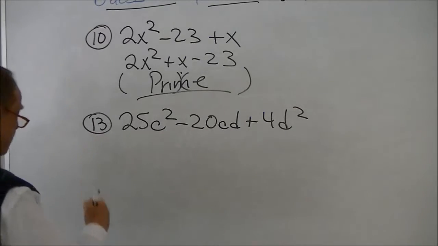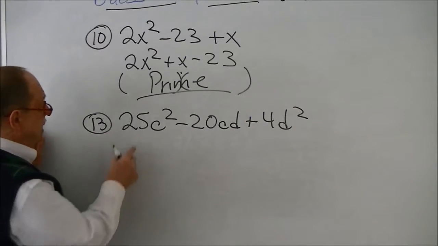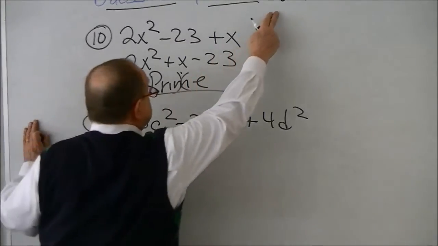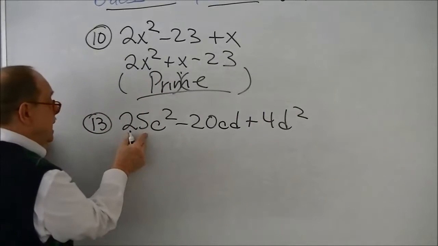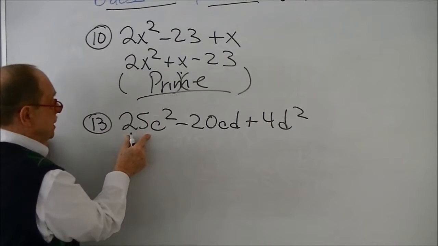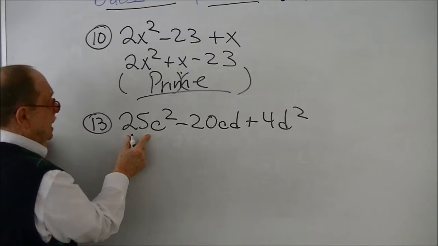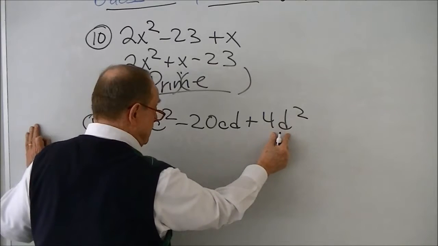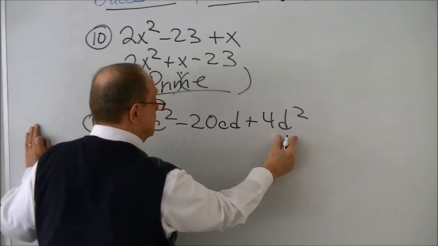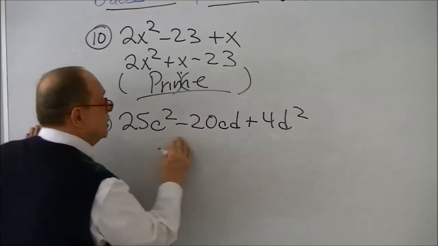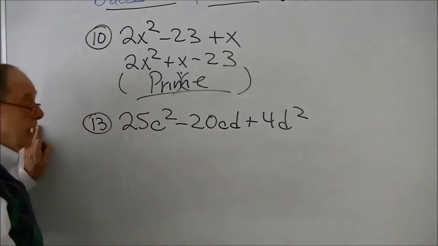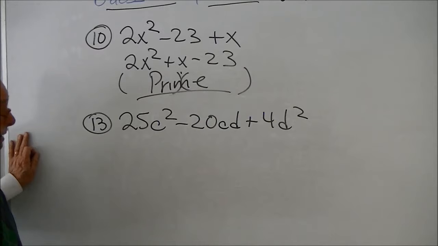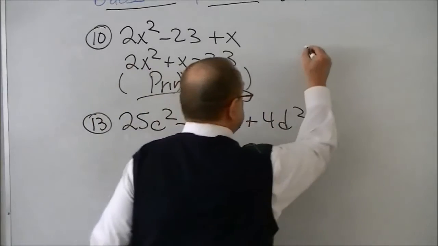So as we look at example 13, here we see that A is not 1, but A happens to be a perfect square. And the last term is a perfect square. Could this possibly be a perfect square trinomial, which we did as a special product?